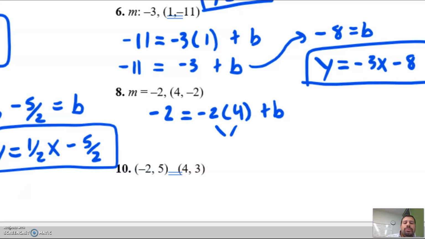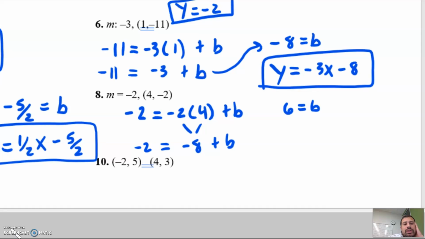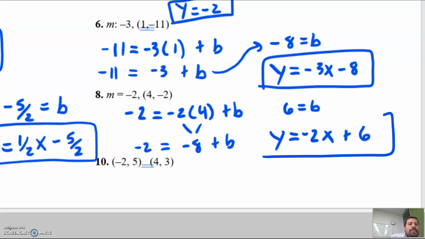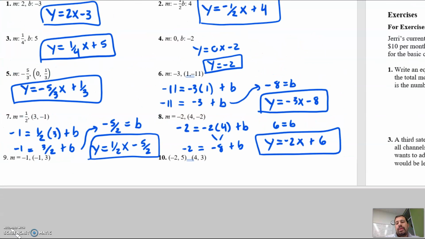Okay, let's solve for b. Add 8 to both sides. So I get b is equal to 6. What's my answer? y equals whatever my slope is, negative 2, plus whatever my y-intercept is, 6. Okay. Number 9 is the same type, so you guys can pause and do number 9.